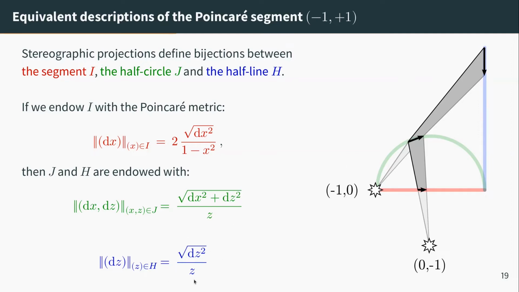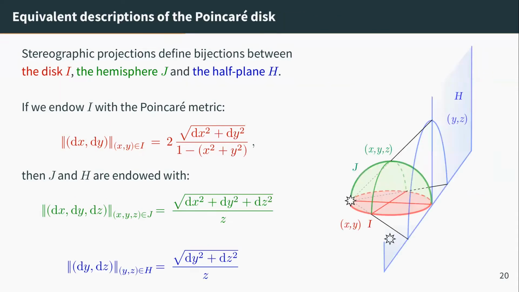With a temperature z that goes close to 0 here, but that goes to infinity when I go up. Okay, and so those are the three main models of the Poincaré segment. But we can obviously do the same thing, a bit more involved, in 2D.